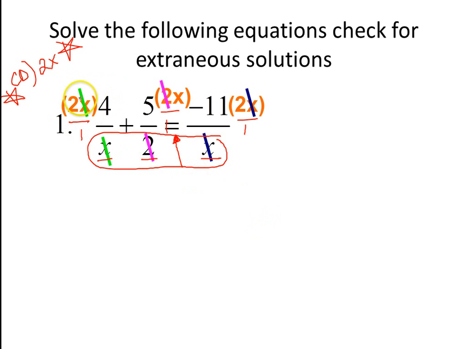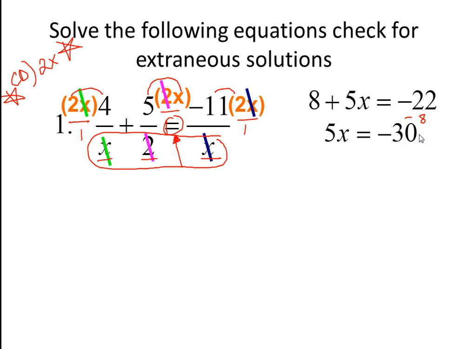So what do we have up here now? We have 2 times 4. 2 times 4 is 8. Plus 5 times x equals negative 11 times 2, which is negative 22. So by multiplying by that common denominator, it is now gone, leaving you with a simple Algebra 1 question: 8 plus 5x equals negative 22. Well, how do we solve this? We have a 5x over here, so we need to move our 8. How do we move our 8? Subtract. So we get 5x equals negative 30.